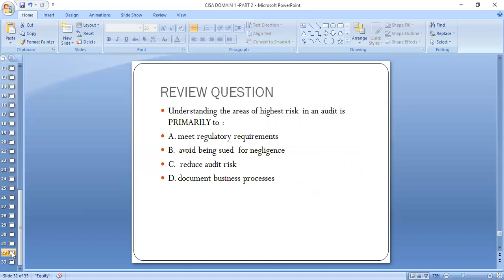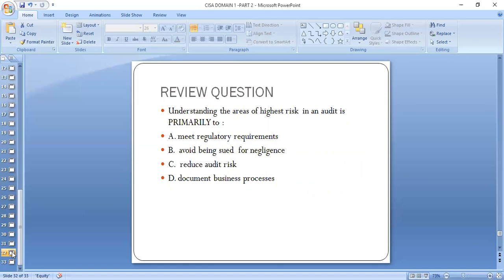Understanding the areas of IS risk to an auditor is primarily to: A, meet regulatory requirements. B, avoid being sued for negligence. C, reduce audit risk. D, document business processes. Of course, the answer is C. I've talked about that.